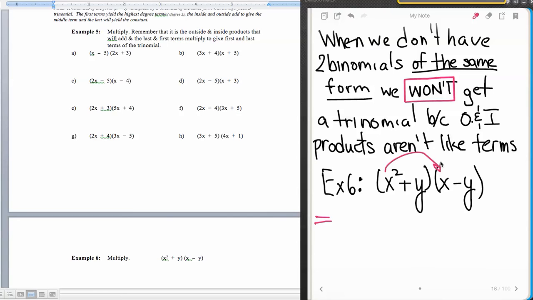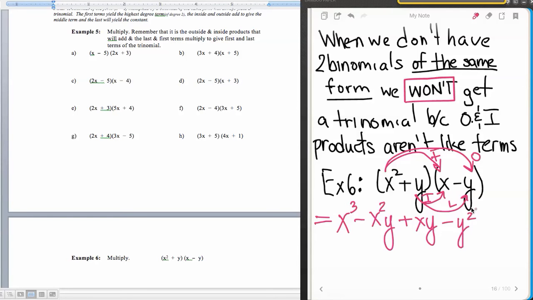So we're going to do our first times our first. And x squared times x is going to give us an x cubed, and then we're going to do our outsides, x squared times a negative y, so a negative x squared y, and then we're going to do our insides, y times x, so that's going to give us a plus xy, and then our last terms are going to be y times negative y, that's going to be a negative y squared.